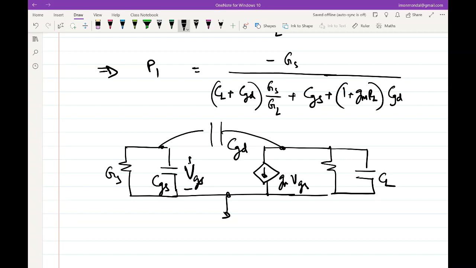Okay. So let me ask you this. Let's say if CGD were not there, right? What would have been the pole associated with the input loop?